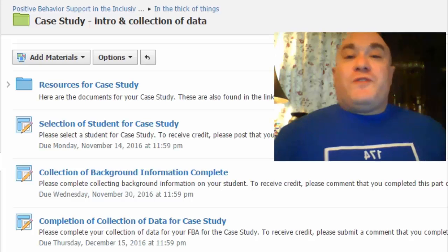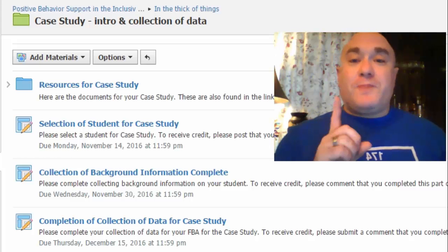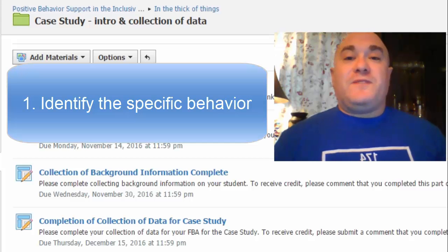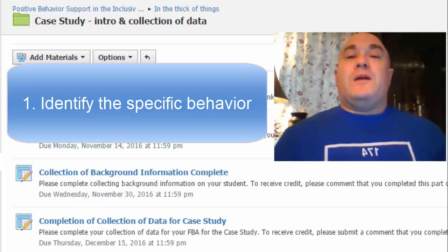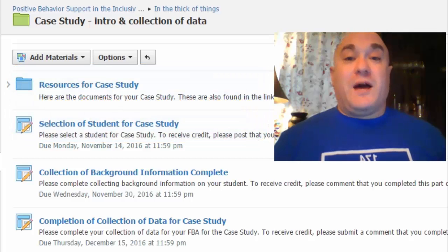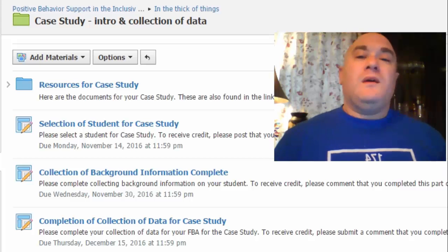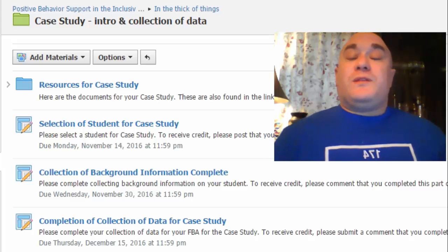For the data, there are 2 parts for collecting the data. The first part is you want to identify the specific behavior that the student is displaying that either prevents others from learning, prevents the teacher from teaching, or prevents the student him or herself from learning. Make sure that the behavior is very specific.